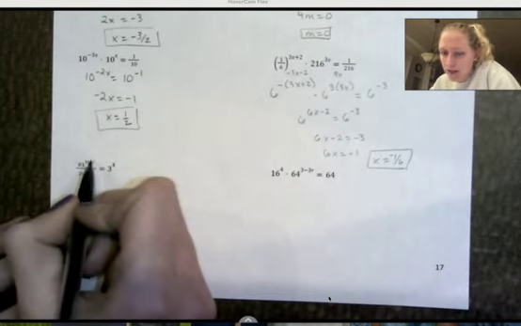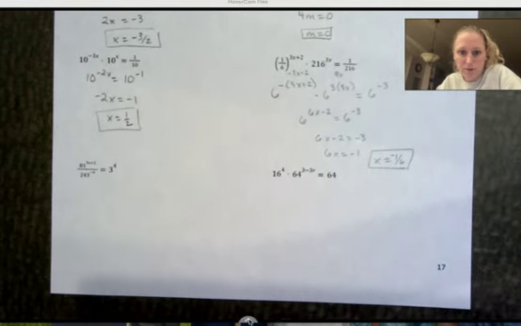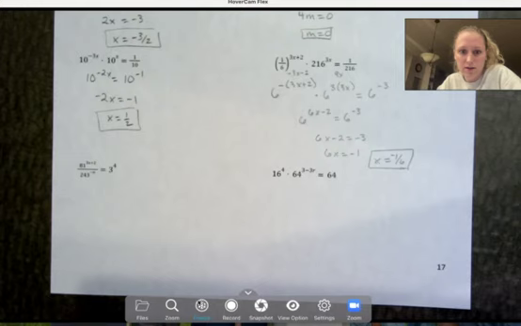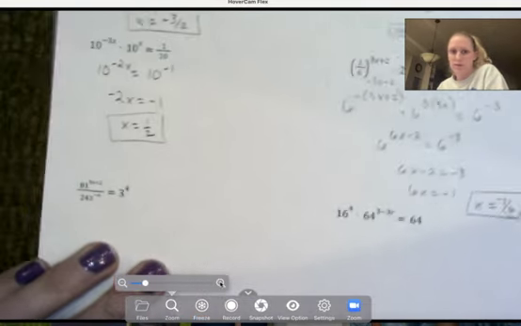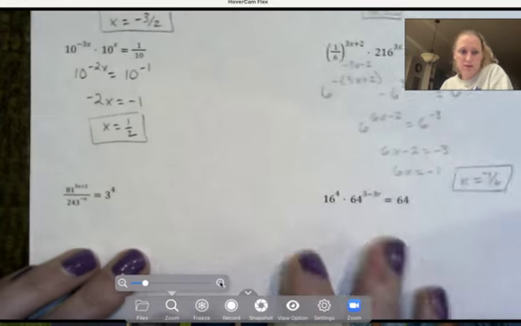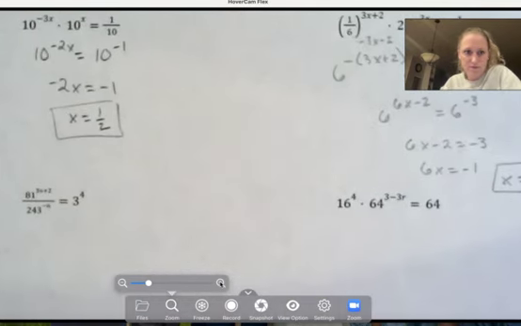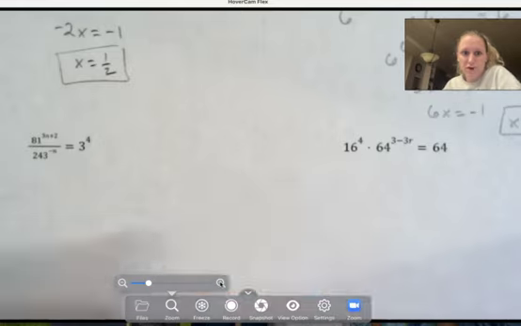Okay, and sorry, let me zoom in maybe a hair here. You guys can see that a little bit better. There we go.